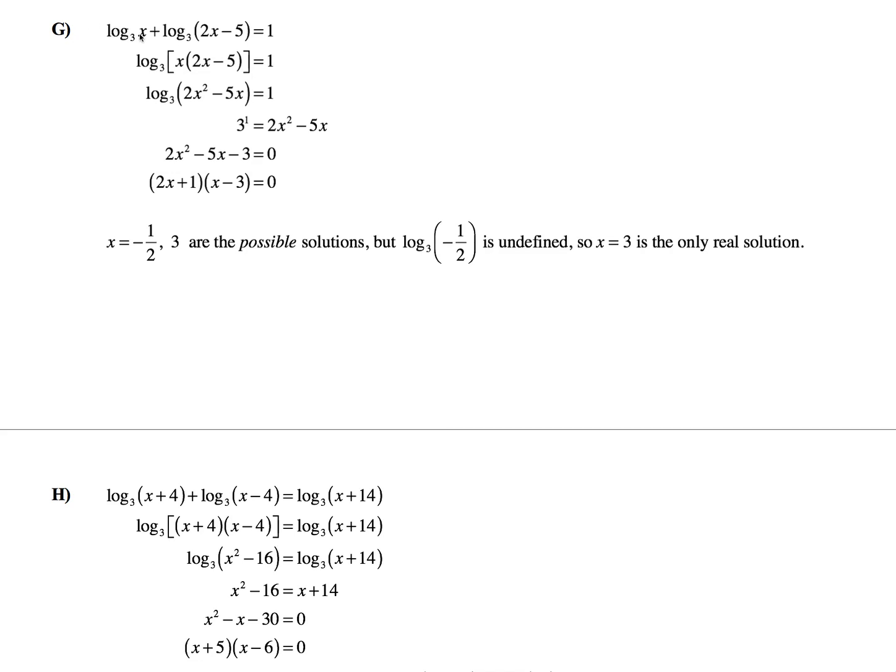Confirming that, we put 3 in for x here. Log base 3 of 3 is 1. And we put 3 here for x. 2 times 3 is 6. 6 minus 5 is 1. And the logarithm with any base of 1 is 0. So 1 plus 0 is 1. So that solution checks.